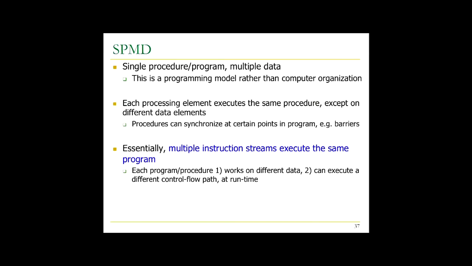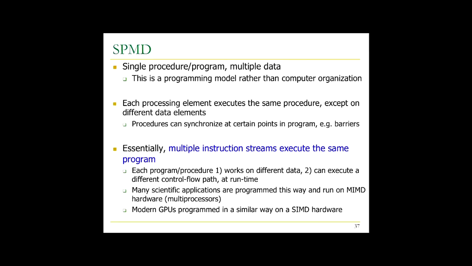So each program or procedure works on different data, and you can execute a different control flow path. You've seen the different data part really well, but they can also execute a different control flow path. So how do you support that? Let's see. Many scientific applications are programmed this way. You've seen array addition, for example, and matrix multiplication. You can express them in this single program, multiple data programming model. Many scientific processors are actually running things on MIMD hardware. GPUs essentially program things in a similar way, except they run on SIMD hardware, as we've seen.